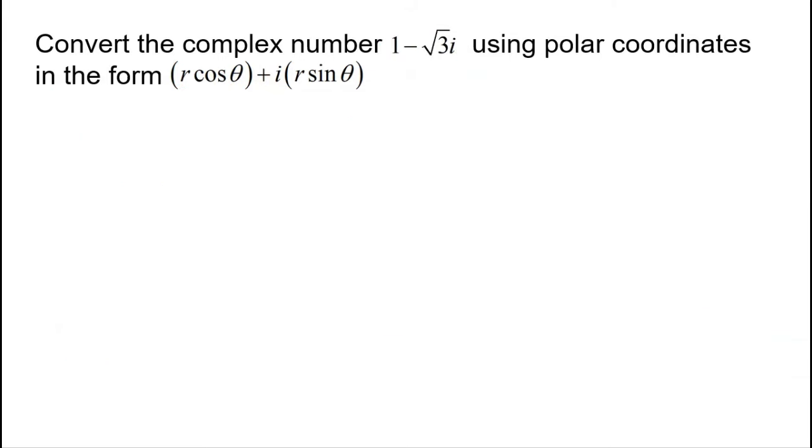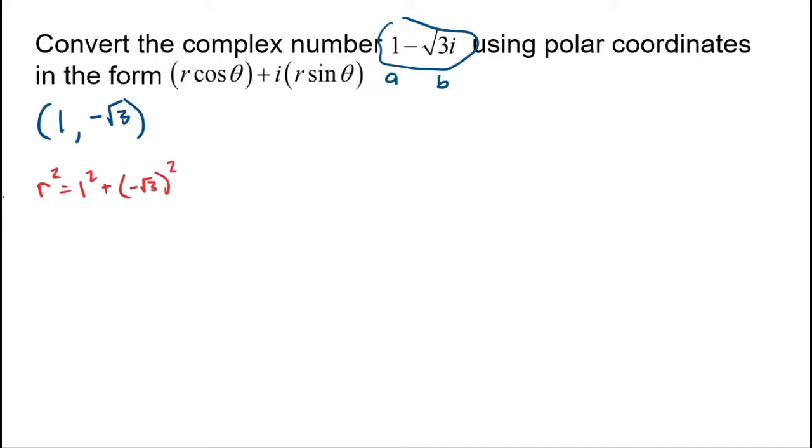All right, let's do another example here. Convert the complex number 1 minus radical 3 i using polar coordinates. Okay, so if this is my complex number, that means my rectangular value must be 1 comma negative radical 3. That's my a and my b value. a is 1, b is negative radical 3. All right, so now I have to find my r. So r squared equals x squared, that's 1 squared, plus y, negative radical 3 squared.